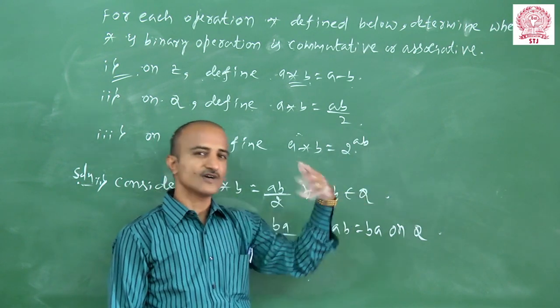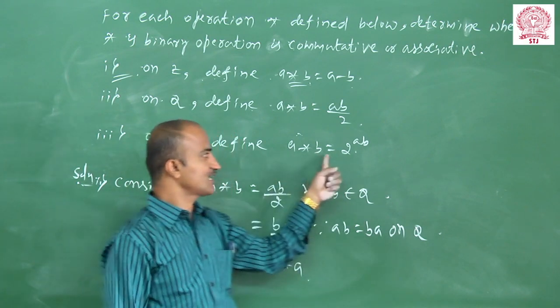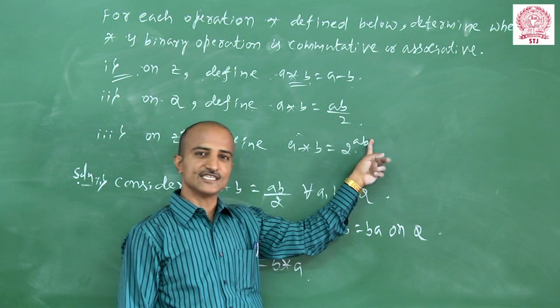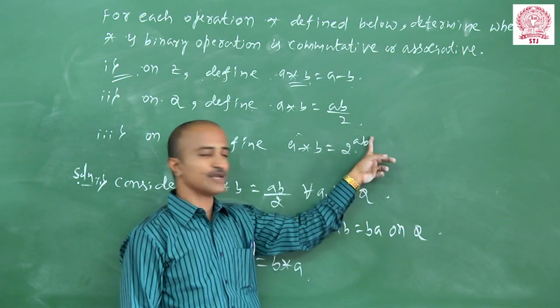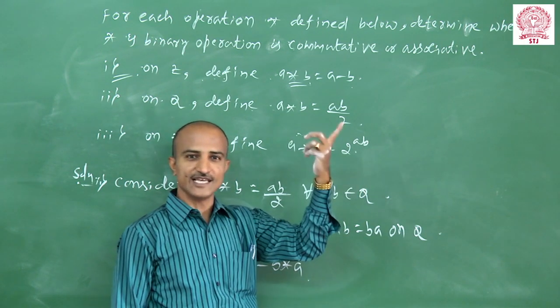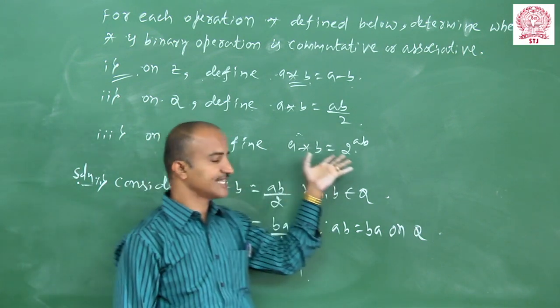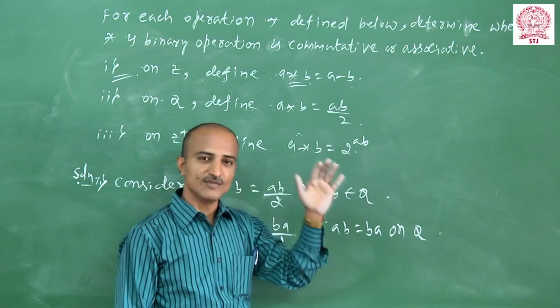For commutative, you take A star B, where it is 2 power AB, under multiplication on the set of integers. It is commutative. 2 power AB can also be written as 2 power BA, nothing but B star A. Therefore, A star B is equal to B star A, and hence it is commutative.